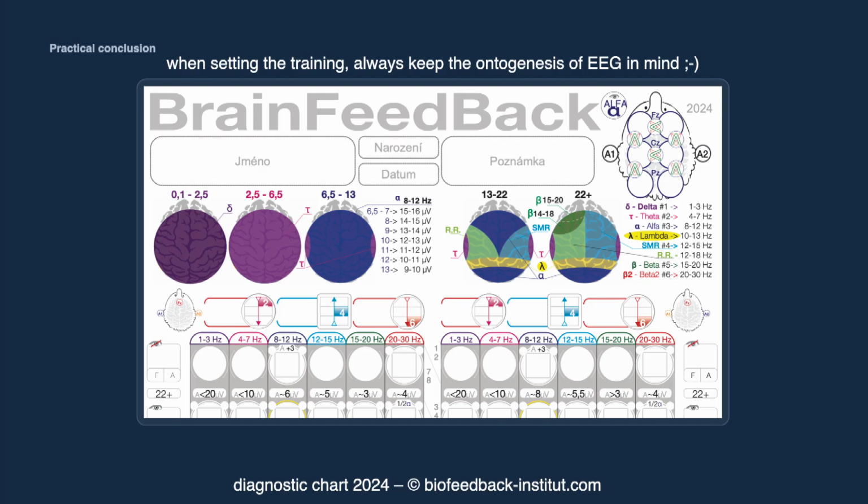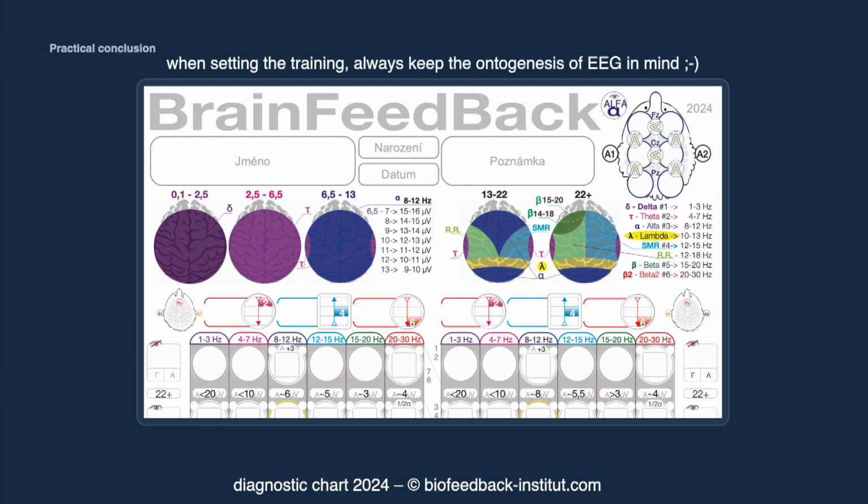When designing neurofeedback training, we always begin with the ontogeny of the EEG and tailor the training individually using a diagnostic chart, precisely according to the specific needs of the client's brain, rather than the needs of the client's diagnosis. We believe this individualized approach is fairer to clients who pay for therapy than training based on general protocols focused on the diagnosis, where the success or failure of the training is not clear in advance.